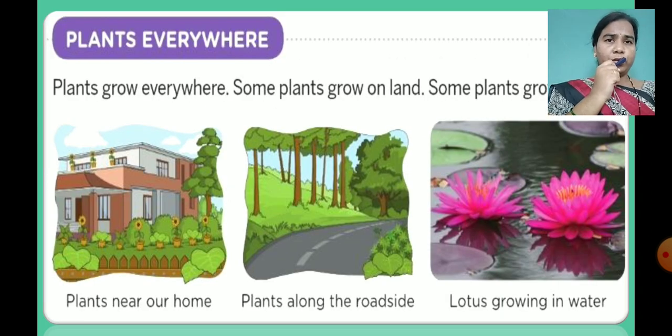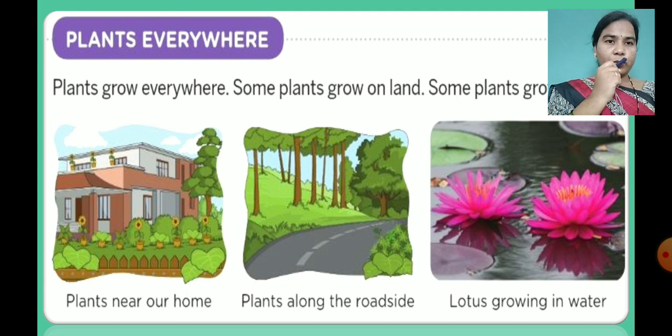If you have your textbook, children, see this picture, plants everywhere. Plants grow everywhere. Some plants grow on land, some plants grow in water. So children, plants are everywhere. We can see some plants grow on land and some plants grow in water also. So how are plants everywhere? We can see plants near our house also. We can see them along the roadside.